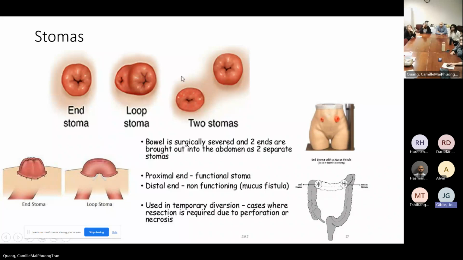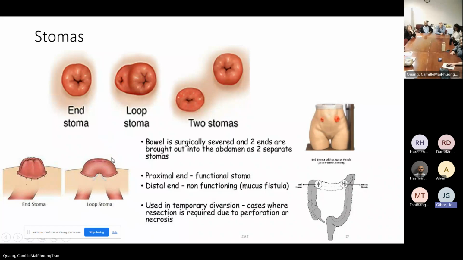So there's a bunch of different types of stomas: an end, a loop, or sometimes you'll even see patients with two. From the inside, this is what an end looks like, just pulling up a tube and suturing it to the skin. And this is a loop. Typically stool can come out, but it doesn't really go back in, and what can come out of the other limb is any buildup of gas or mucus.